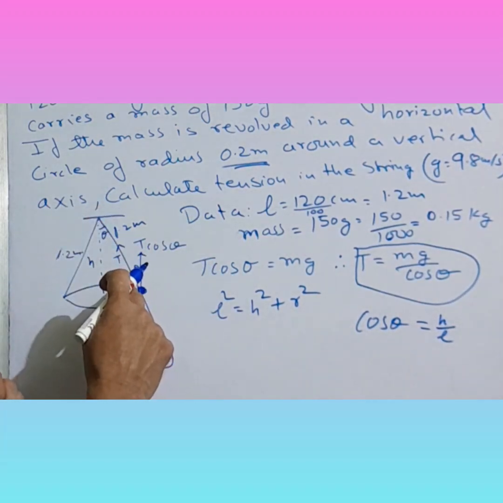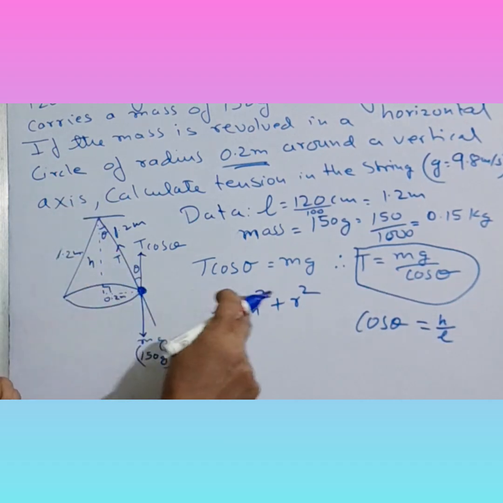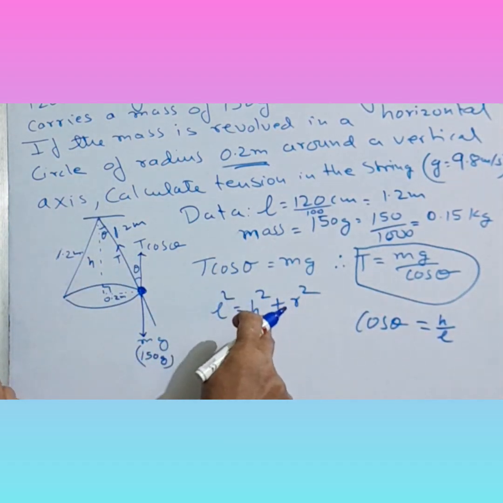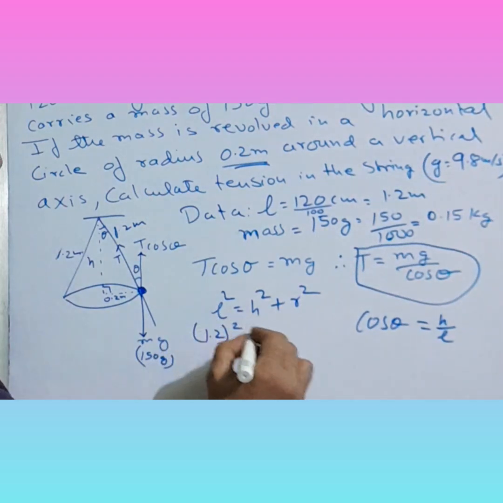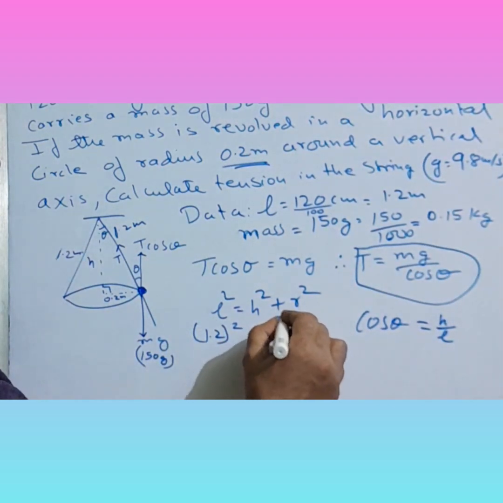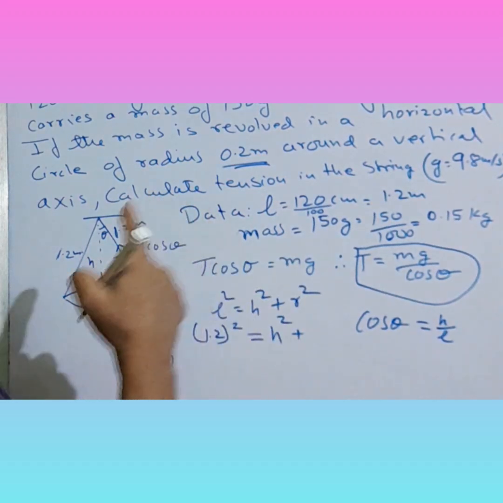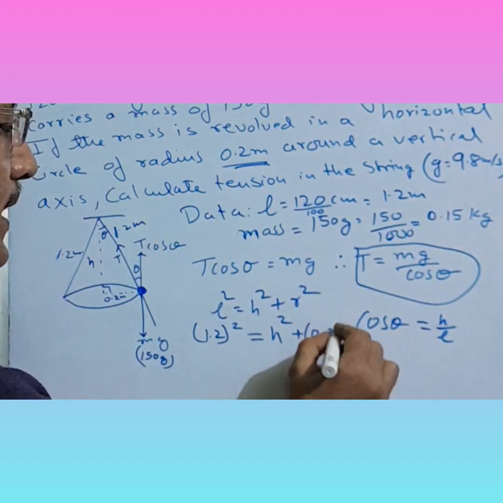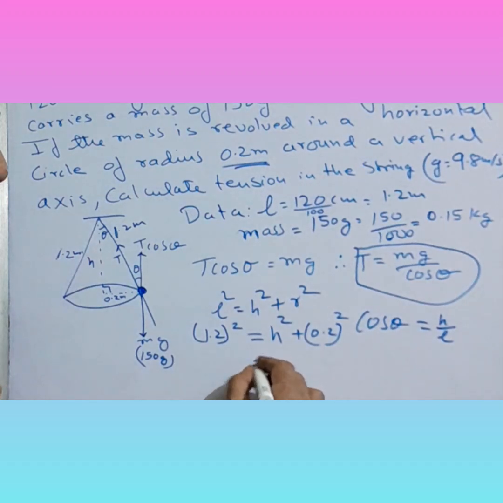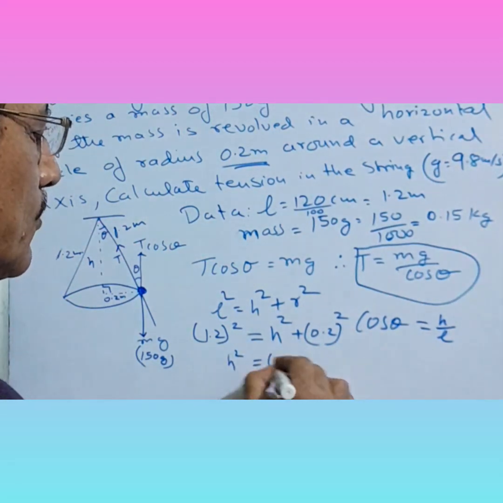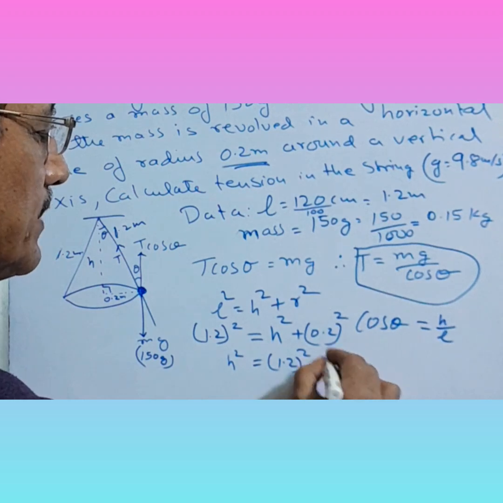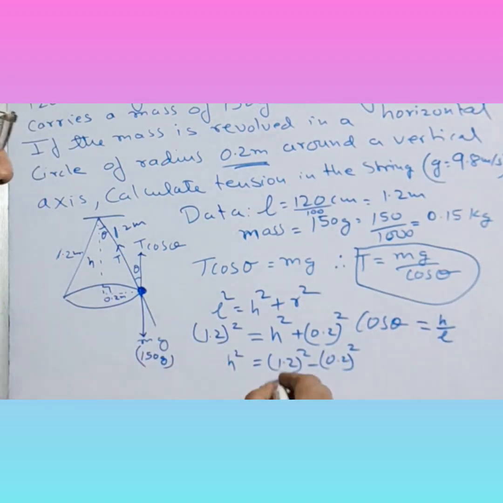So Pythagoras theorem: hypotenuse square is equal to the sum of squares of the other two sides. So that is L square equals h square plus R square. Here L we know, which is 1.2 square. h square is the thing that we intend to find, plus R square, R is 0.2 square. We want to take it in terms of h square, so h square is 1.2 the whole square minus 0.2 the whole square. On sorting out, what we get is 1.4.